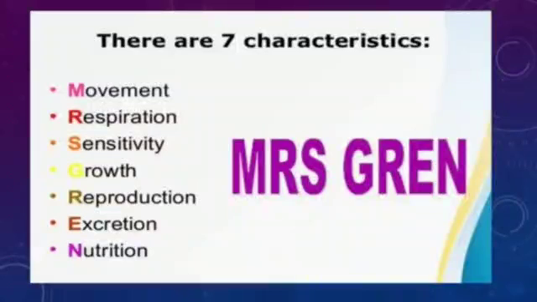So here, when we take the first letters, M, R, S, G, R, E, N, it becomes Mrs. Grain. This is an easy way to remember the characteristics of living things. Mrs. Grain, M, R, S, G, R, E, N.